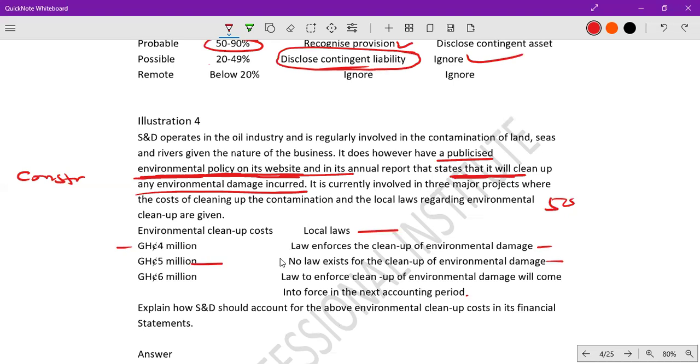That's it. So the total provision that should be recognized is what? This plus this 10. So that's 15 million. We are recognizing all the total. So let me amend this question.